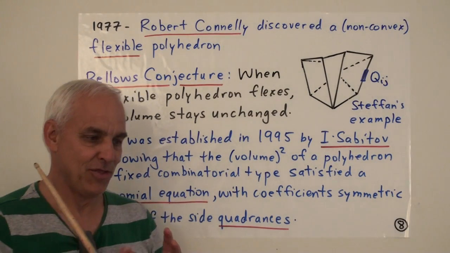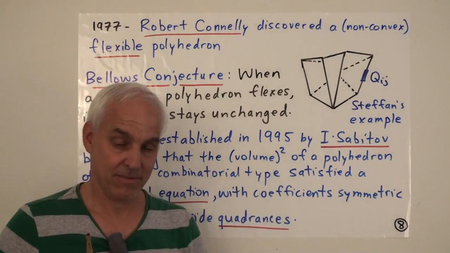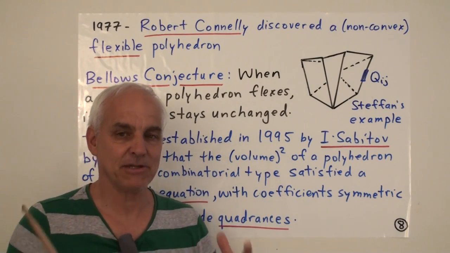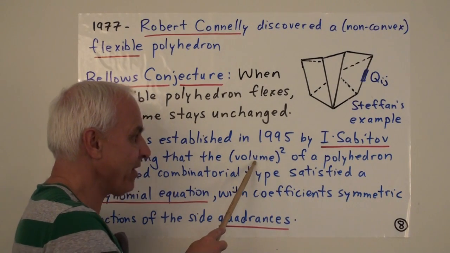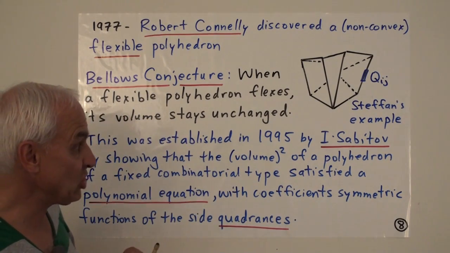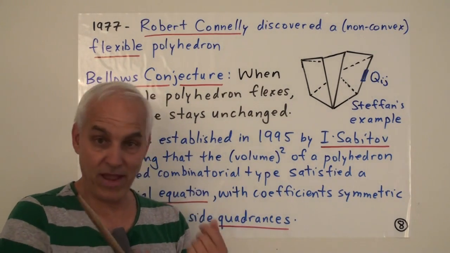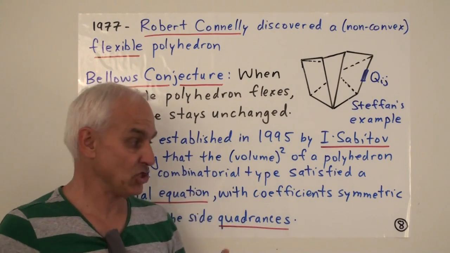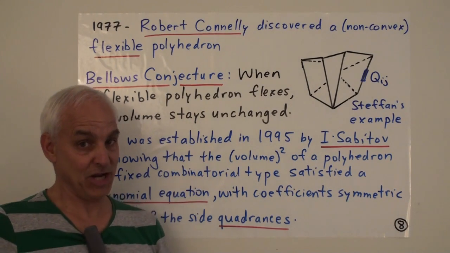Once again, these relations that are occurring are purely expressed in terms of the square of the volume and the quadrances of the sides. So naturally, the mathematics here seems to be wanting to express itself rationally. And because Sabitov was able to determine that such a relation exists, he was able to deduce that if you change the position of things but keep the quadrances the same, then that volume can't change, because the relation is not changing if the coefficients are symmetric functions of the quadrances, and the quadrances aren't changing.